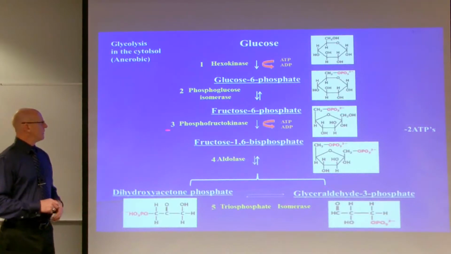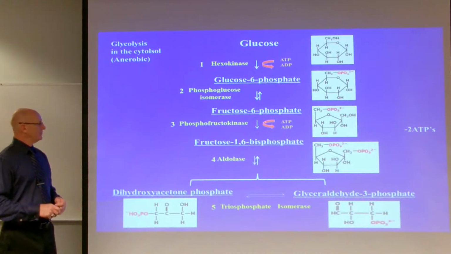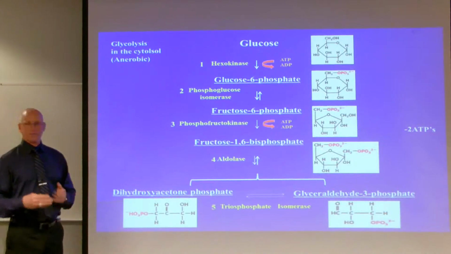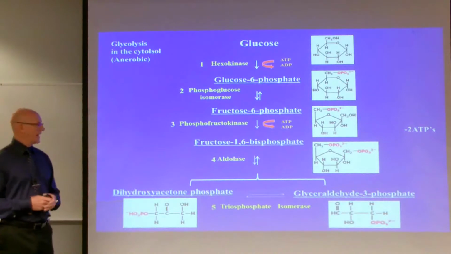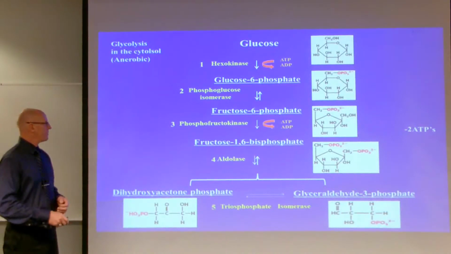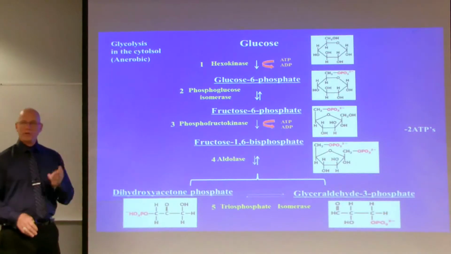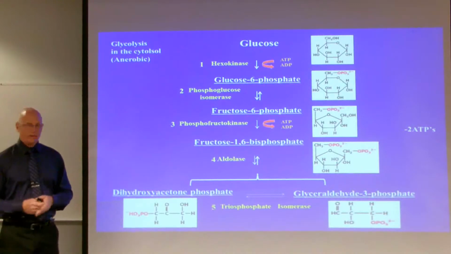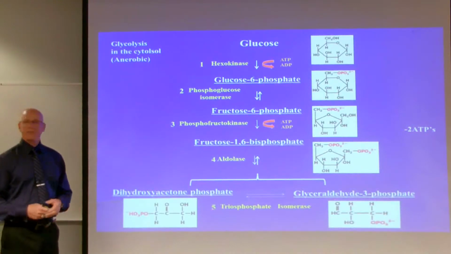Then the third step is phosphofructokinase, another kinase, and it's going to cost an ATP here. That will put on another phosphate, and that will become fructose 1,6-bisphosphate. So now you have a phosphate on number 1 carbon and on number 6 carbon. Now this is a very unstable molecule, and we're going to have to split this in half. So aldolase will split this in half, and then you'll get 2 3-carbon molecules. One of them is dihydroxyacetone phosphate, and the other one is glyceraldehyde 3-phosphate.